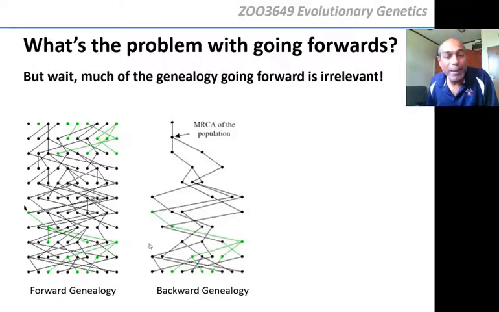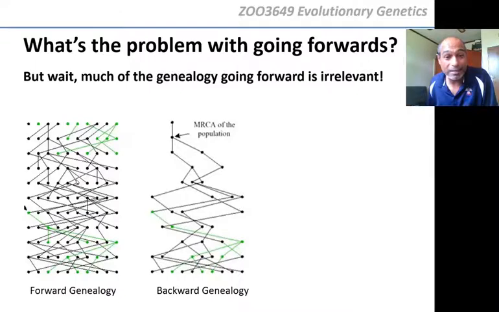Okay, so basically you see the difference between these two figures here. Here's the forward genealogy, here's the backward genealogy. Which one involves more calculations? Obviously, the forward one. And that is why I say much of the genealogy going forward is irrelevant. Because why? Only this part of the genealogy is relevant. Because only this part shows an unbroken line of descent from an ancestor to all the current individuals of the population.